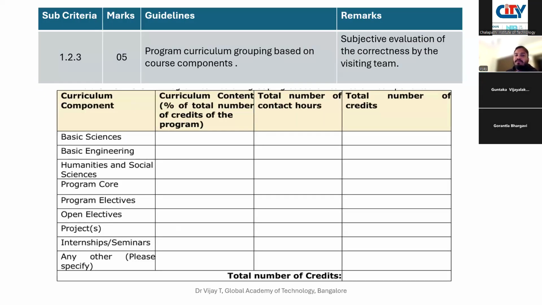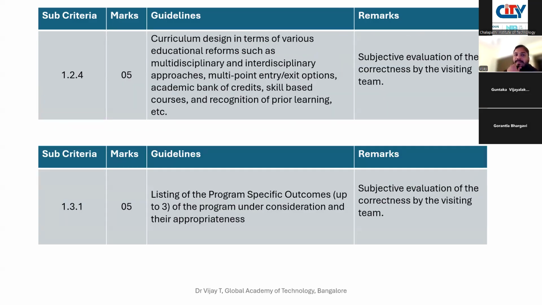So next is the components of curriculum. How much percentage of your program, or how many courses, will fall under basic science, basic engineering, humanities, program core, program electives, open electives, project, internship, seminars, and other things? There is a mandate given by AICTE to have a certain percentage for each of these. Whether you have followed the norms or not is going to be checked with this parameter.